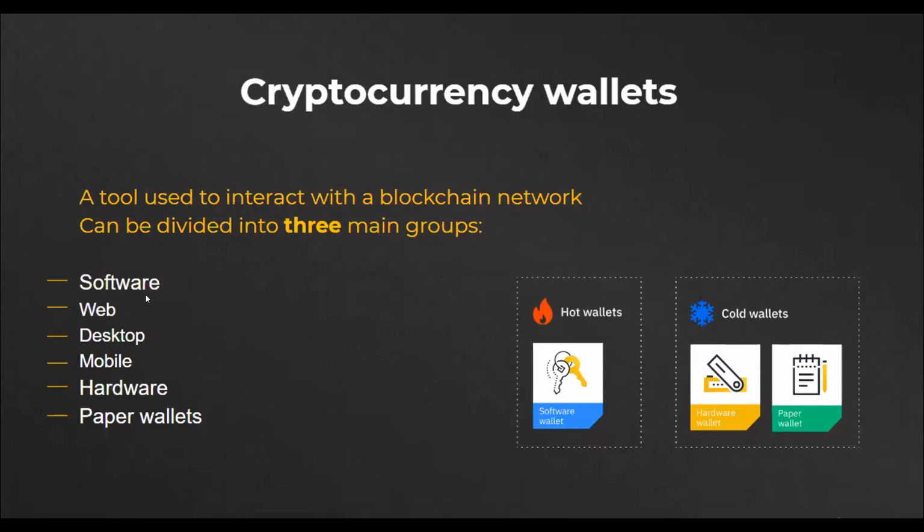There are software wallets. There are web wallets. If you know MetaMask, that is a web or desktop wallet. And then there are mobile wallets, like Trust Wallet, owned by Binance. There are hardware wallets, and there are paper wallets. Paper wallets is basically, say you have Trust Wallet, and then you copy your private keys and keep them somewhere safe. You copy them to a paper.